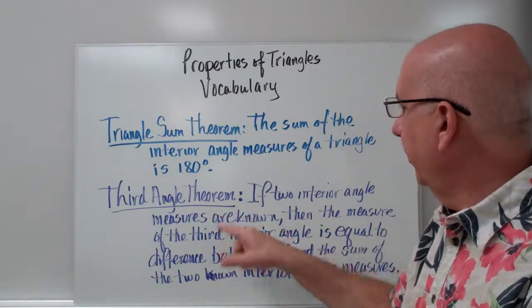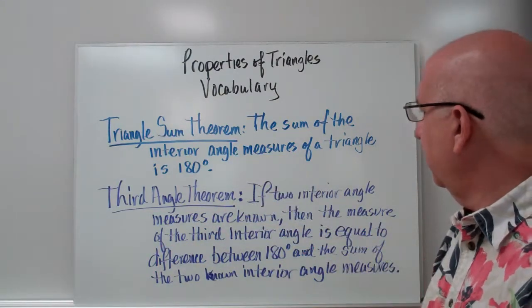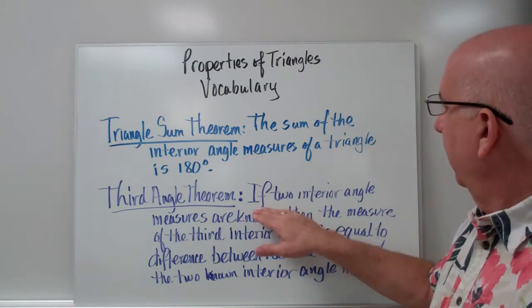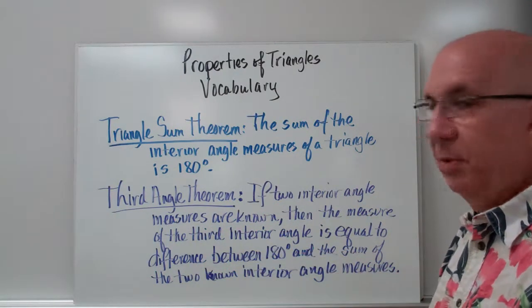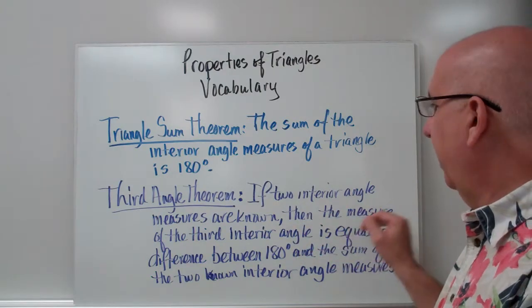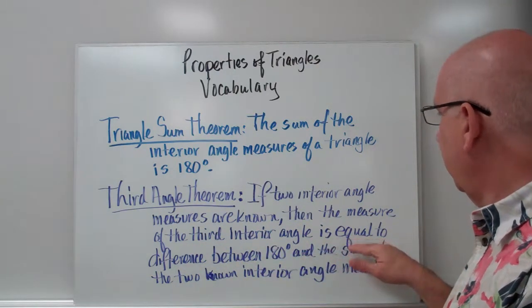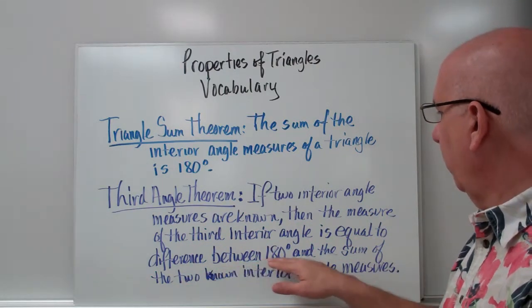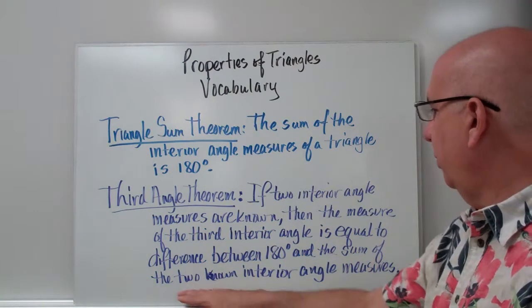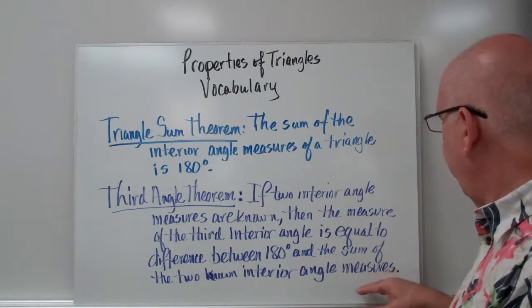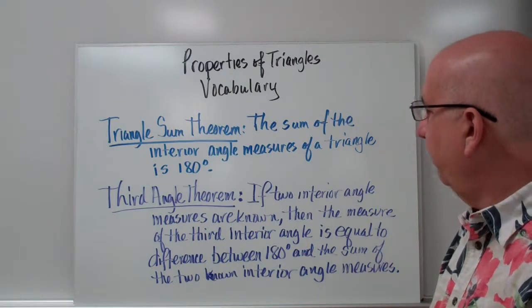The third angle theorem is a corollary to this. It states that if two interior angle measures are known from a triangle, then the measure of the third interior angle is equal to the difference between 180 degrees and the sum of the two known interior angle measures. Now, what does that mean?